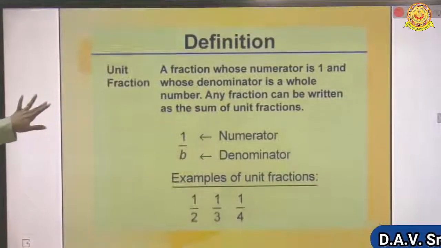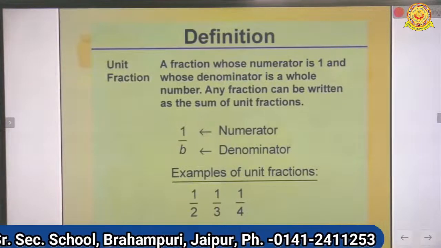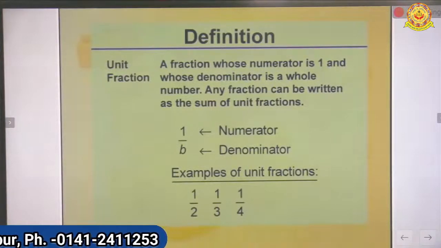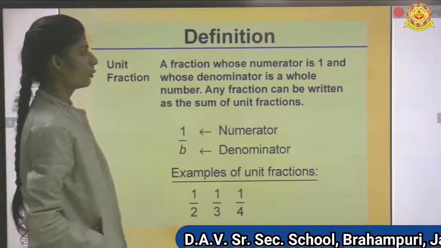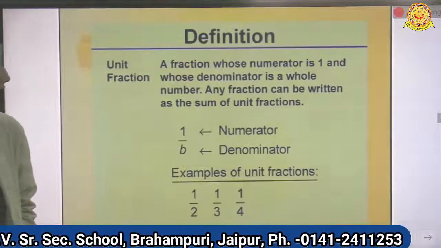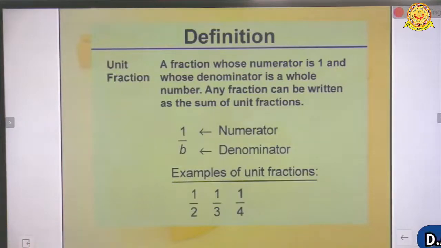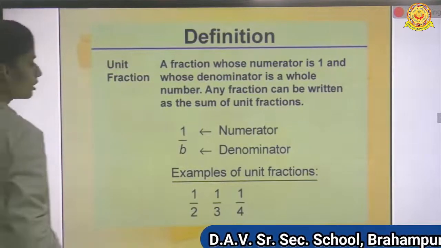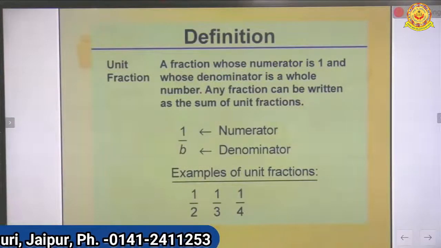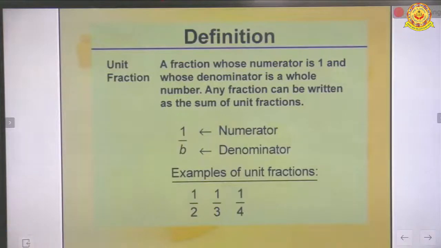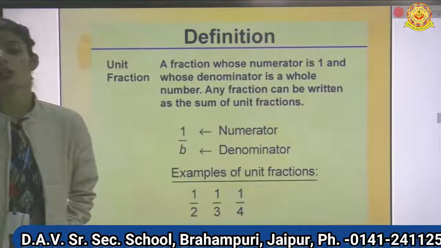Now third one is unit fraction. A fraction whose numerator is 1. The meaning of unit is 1. The word unit shows the 1 only. So a fraction whose numerator is 1 and denominator is a whole number is said to be the unit fraction. If you go into such a big definition, you will get confused. So just keep in mind the fractions with the numerator 1 are unit fractions.